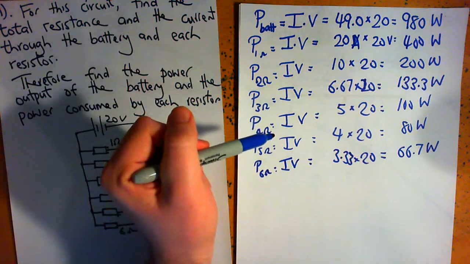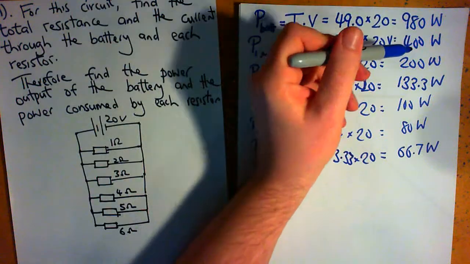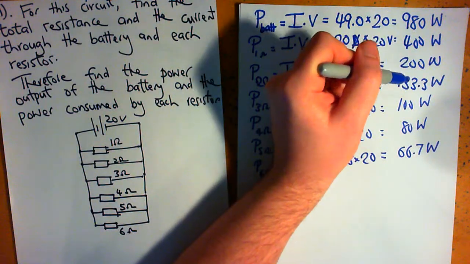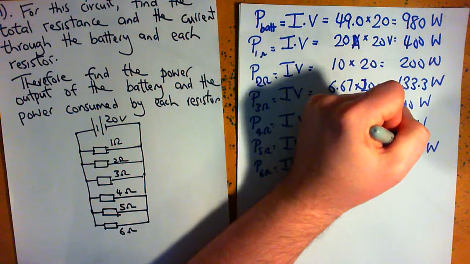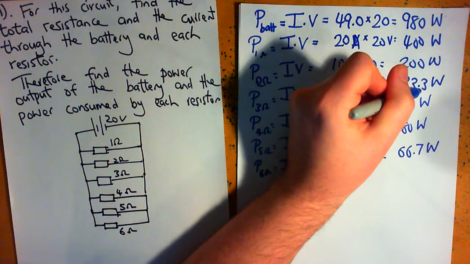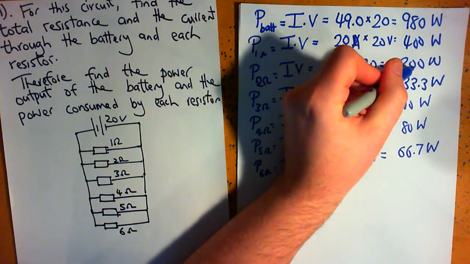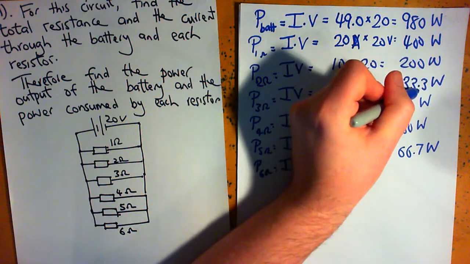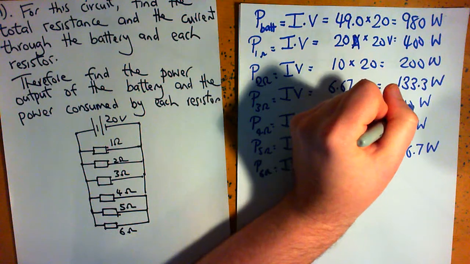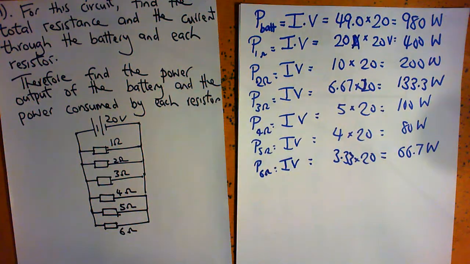So let's add up the power consumed by each resistor. 400 plus 200 is 600. These two between them are 200, so we've got so far 800. Plus another 100 is 900. Plus that 80 gives you 980. So as expected, the power consumed by each resistor adds up to the power that's output by the battery.